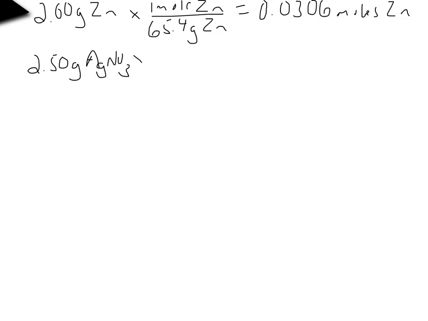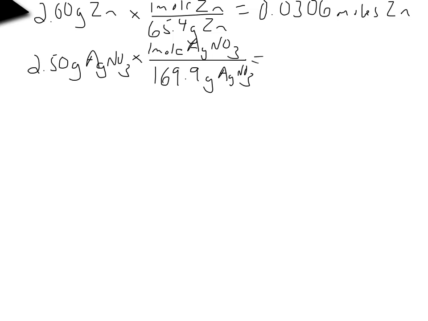Then we can start with our other reactant, which we have 2.50 grams of silver nitrate. And so we're going to convert that to moles as well. So in 1 mole of silver nitrate, we have a total of 169.9 grams of silver nitrate. So we've now converted to moles, and what we find is that we have 0.0147 moles of silver nitrate.